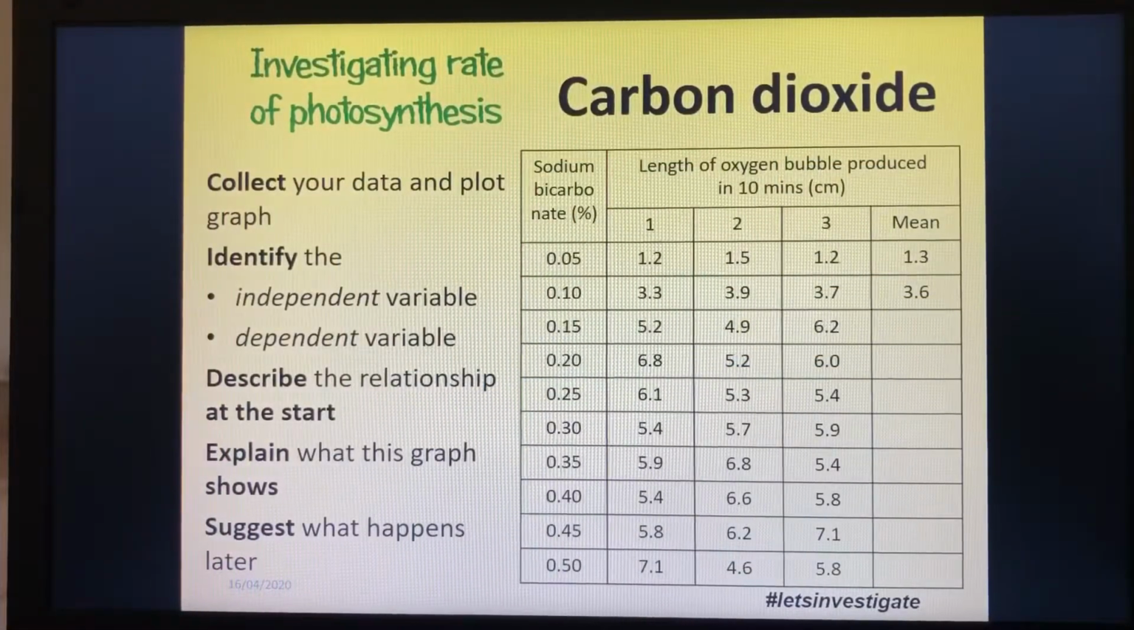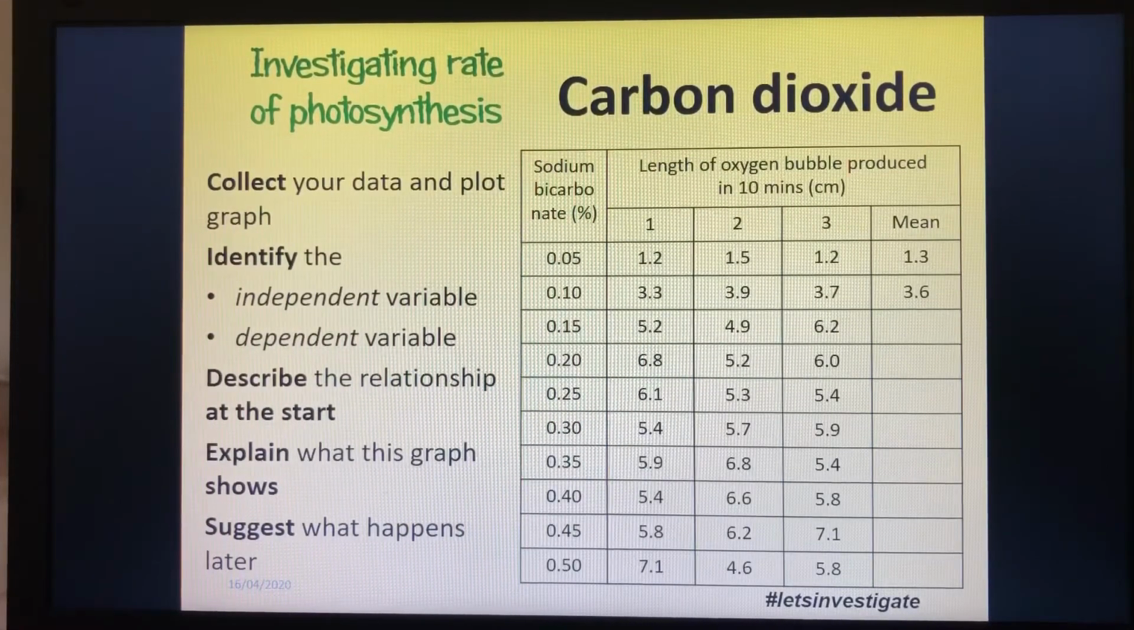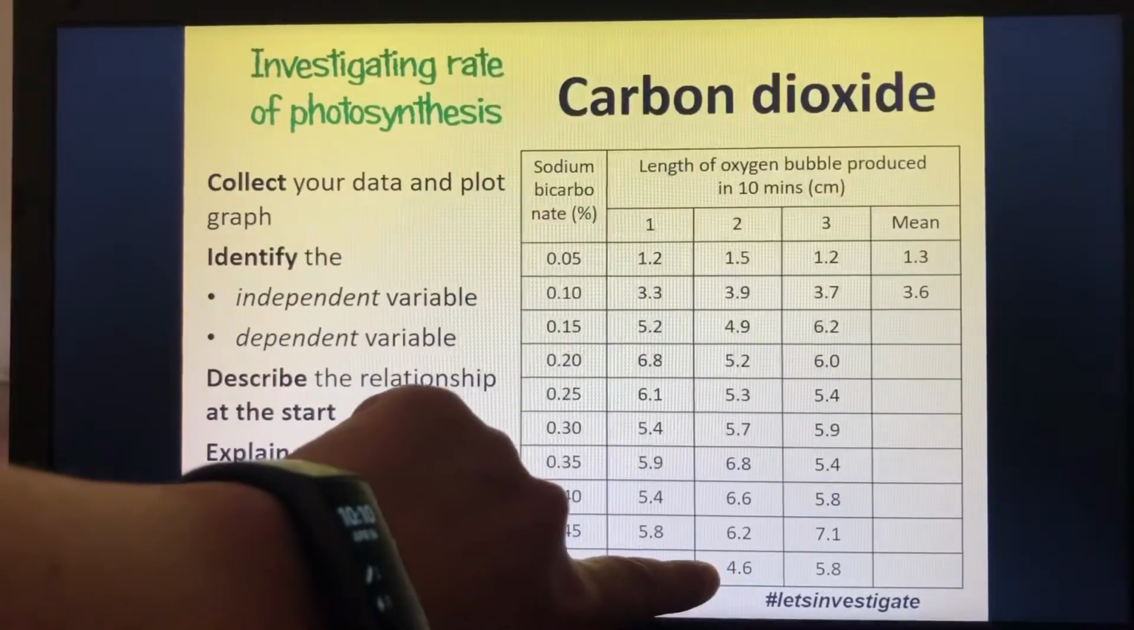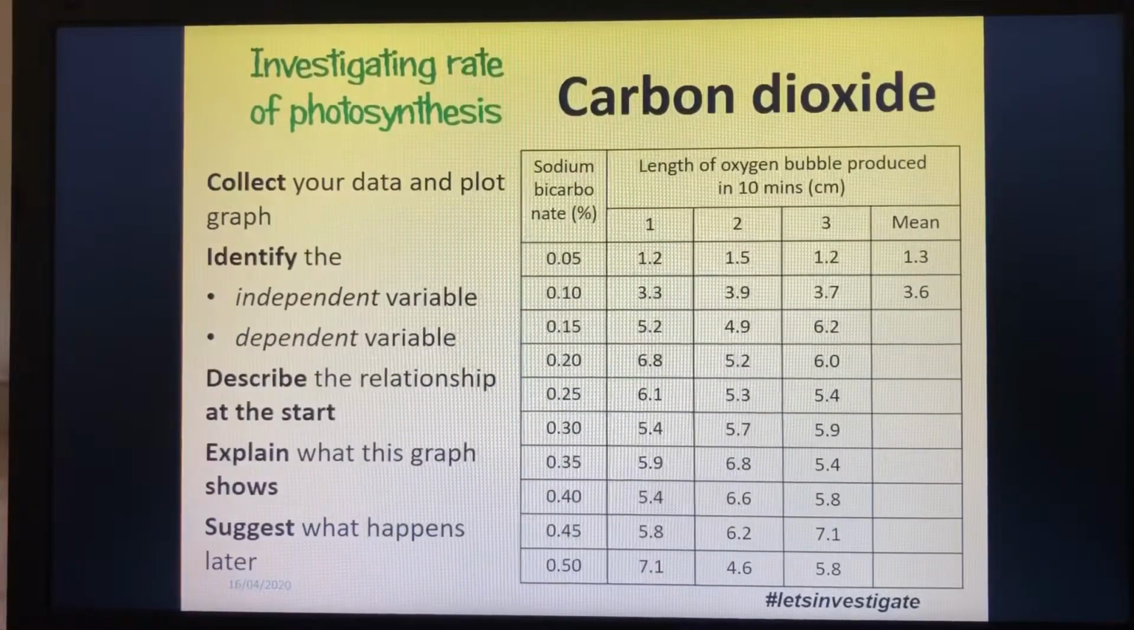Okay, so now we've collected our results. Here are those results in the results table. I've calculated the first two means for you so that you can check those off, see that you're on track, and then finish calculating the means yourself. I think we can probably safely identify this result down here, the 4.6, as being an anomaly, so we can circle that in our results and not include that in our calculation of our mean.